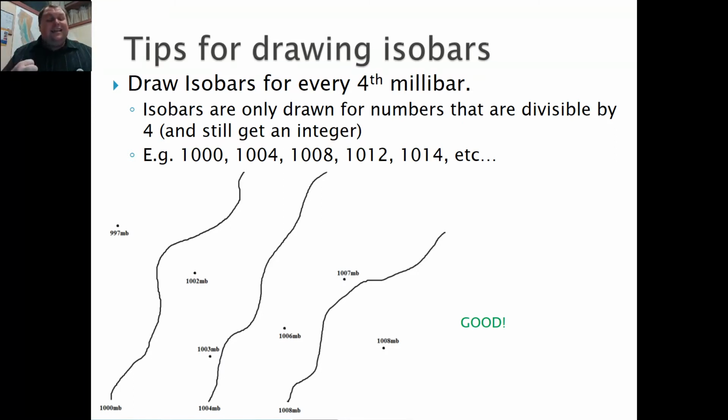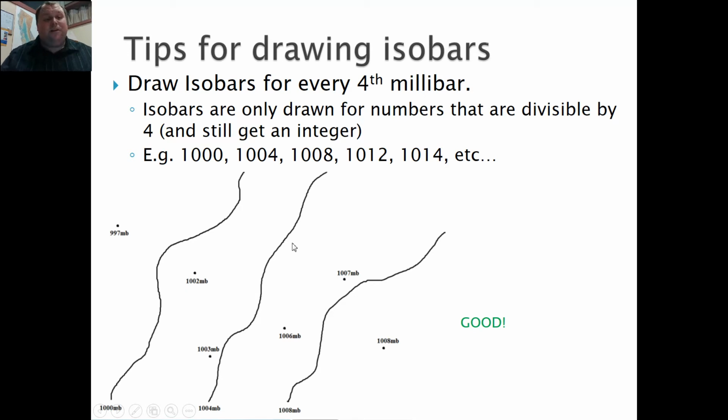So the purpose of only doing every fourth millibar rather than every single millibar is to make the map look a little bit cleaner. Not only that, but since you're doing it for every fourth millibar, you can still infer pretty decent patterns. So for example, let's say this is the 1000 millibar isobar, and this is the 1004 millibar isobar.